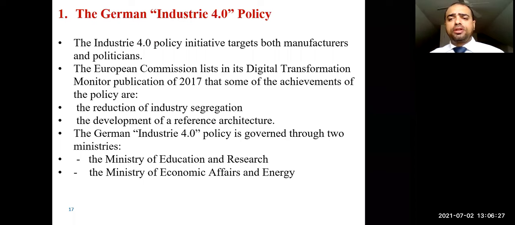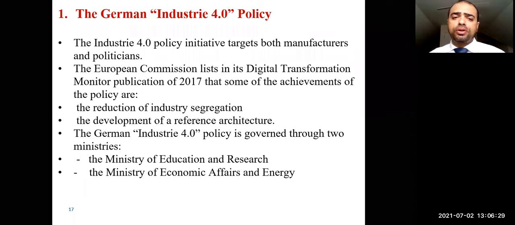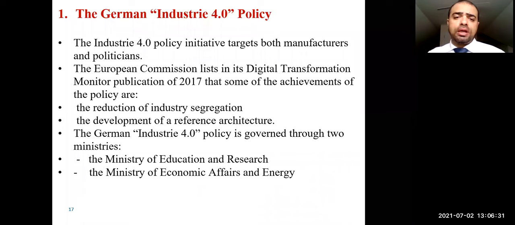This initiative targets both manufacturers and politicians. One thing about Industry 4.0 is that it's governed by two ministries in Germany, the Ministry of Education and Research and the Ministry of Economic Affairs and Energy. So you can see from here that it includes two aspects: education and of course research and innovation, and also the manufacturing industry itself.